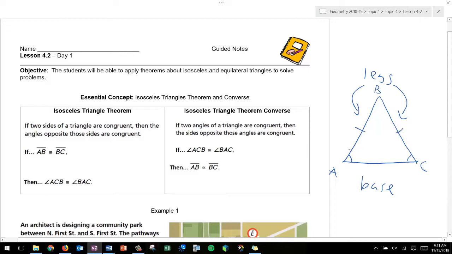And this works both ways. If you have base angles being congruent, then your two legs will be congruent. It's a great tool, and it makes life so much easier when we can get to an isosceles triangle.